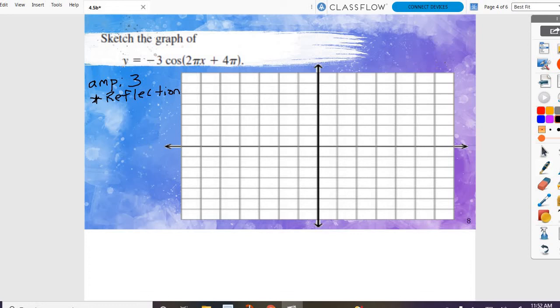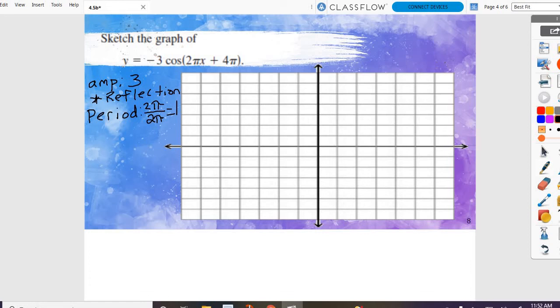So then, do we have a different period this time? Yes. So, what is our b value this time? 2 pi. So 2 pi divided by 2 pi just gives us 1. It's a nice number.